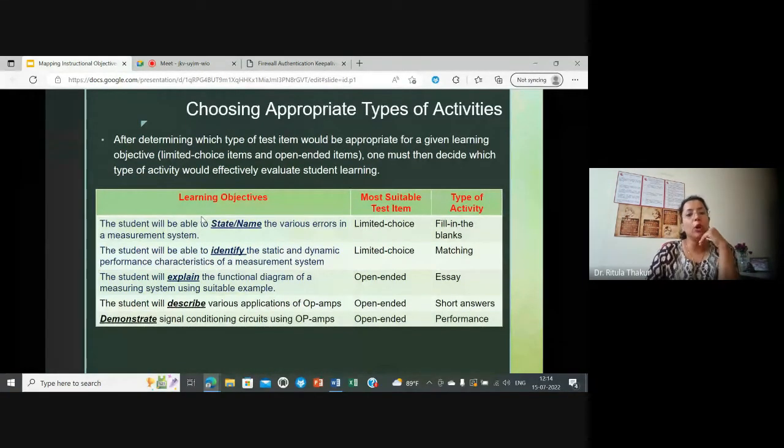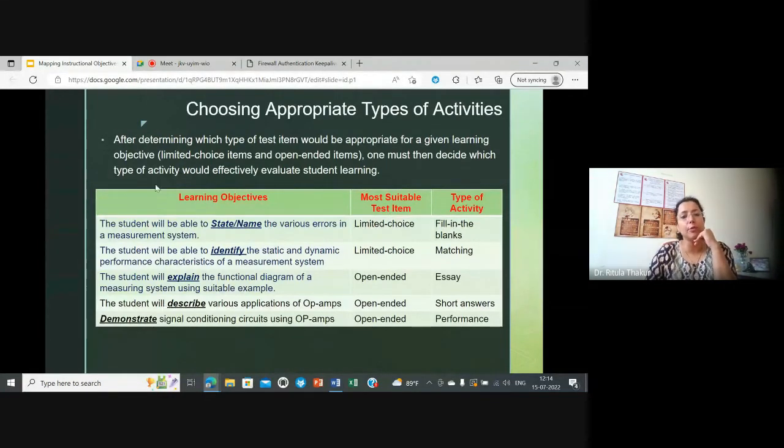Okay, now once we have identified from our learning objectives which is the most suitable test item, one must then decide which type of activity would effectively evaluate student learning. Writing a test item, when you have to map it, you have to follow this kind of sequence. For example, now we have seen that for this learning objective, it is a limited choice. So the most suitable type of activity will be fill in the blanks.